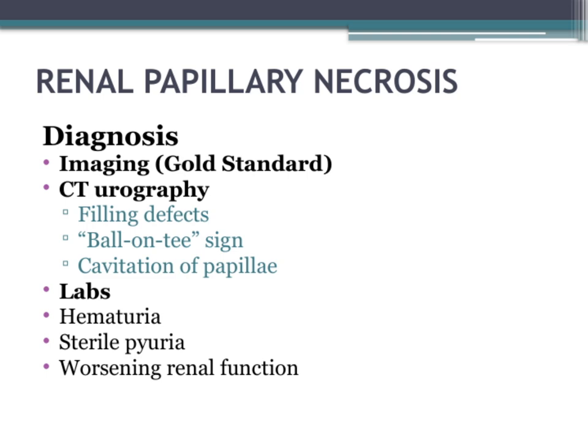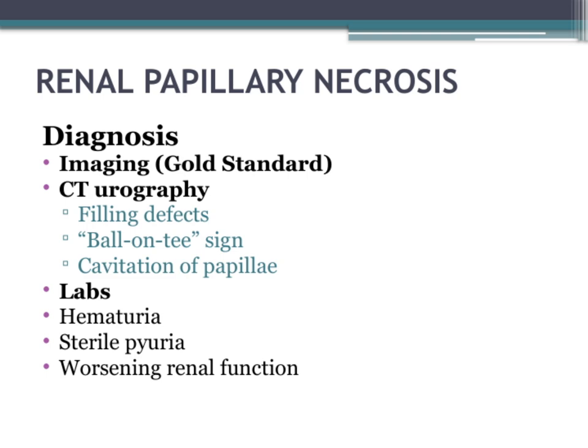Additionally, cavitation of the papillae, that is, the formation of cavities within the papillae, is another hallmark seen on imaging. Moving on to labs, patients with renal papillary necrosis often present with hematuria, which is blood in the urine, and sterile pyuria, meaning white blood cells in the urine without bacteria, indicating inflammation rather than infection. Worsening renal function is also a common sign, as the necrosis impairs kidney filtration.